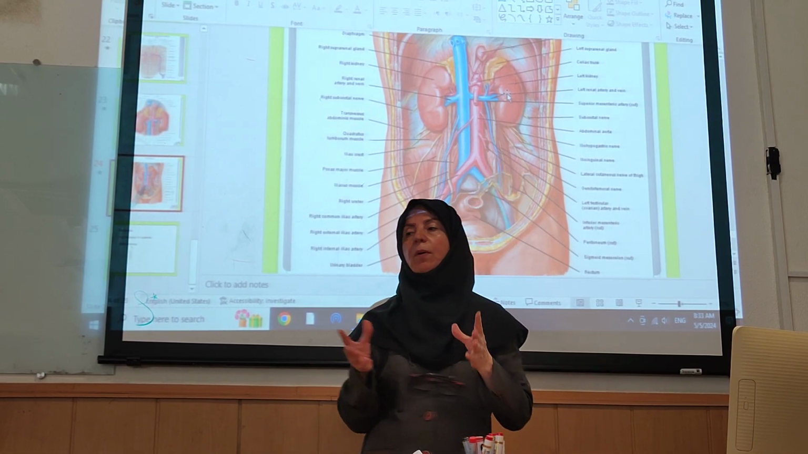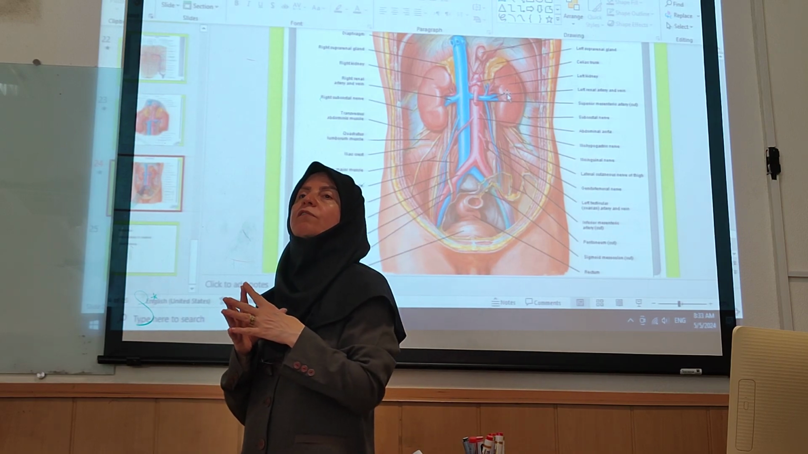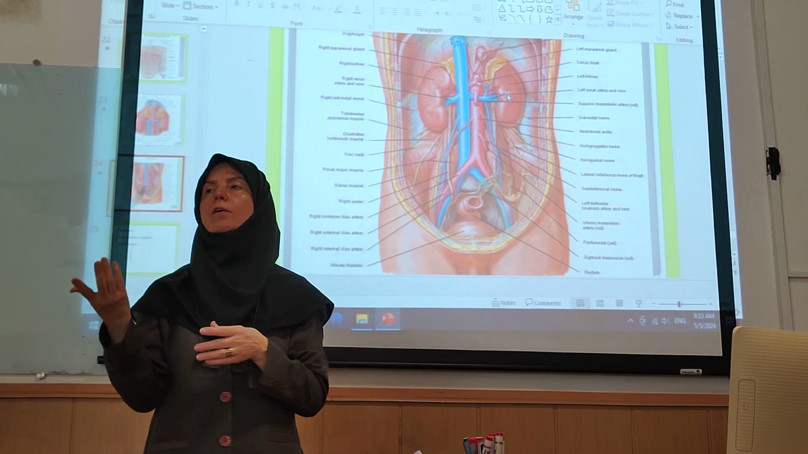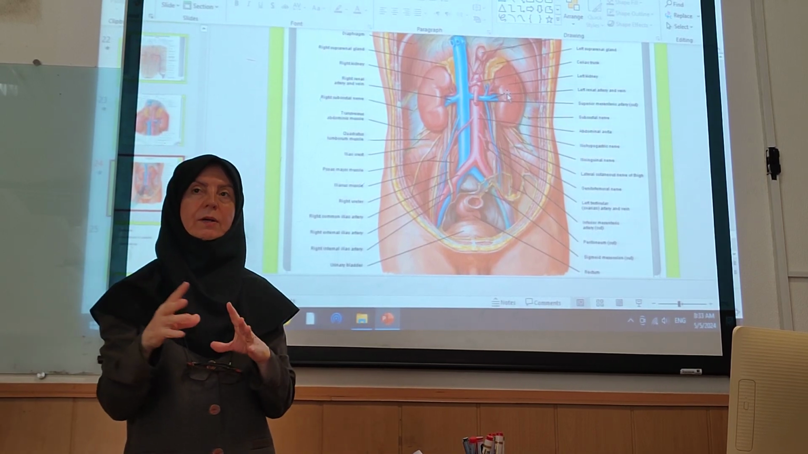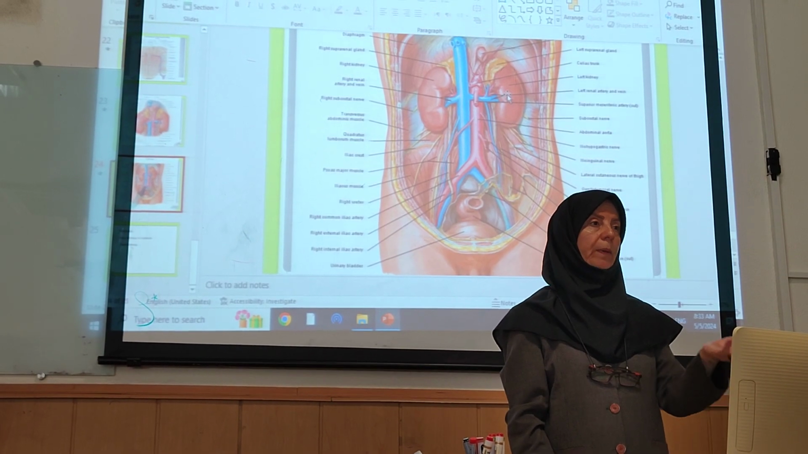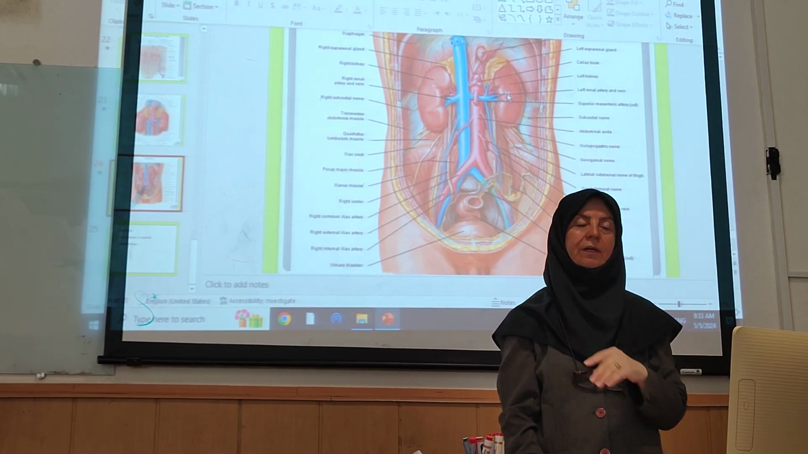And what about, for example, the first part of the duodenum? The tail of the pancreas? No, intraperitoneal. So be careful about this. Or jejunum, these structures are intraperitoneal.